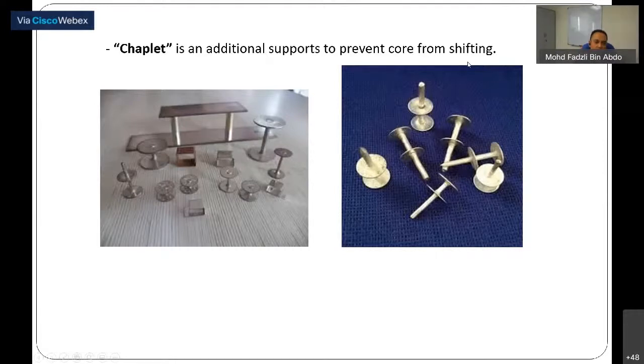The support maksudnya, hello? Doktor, yang chaplet kan, dia akan combine together dengan molten metal ke ataupun akan remove?